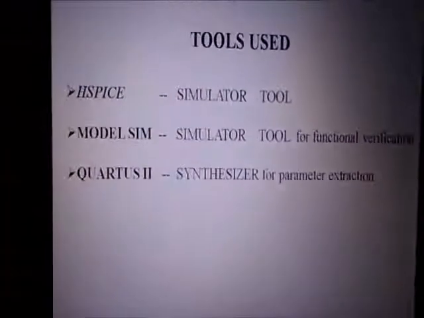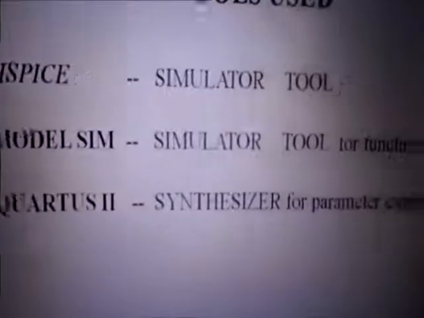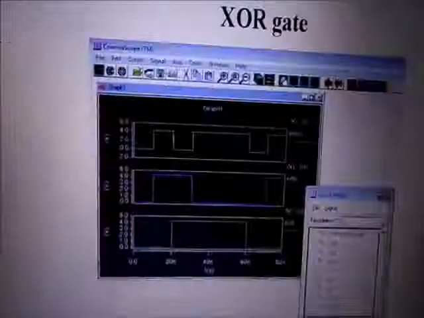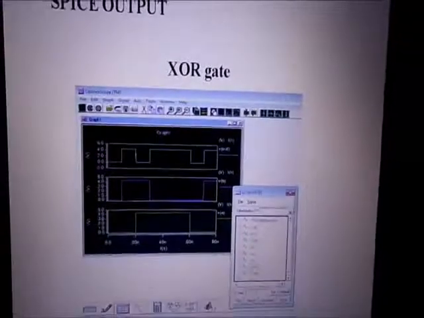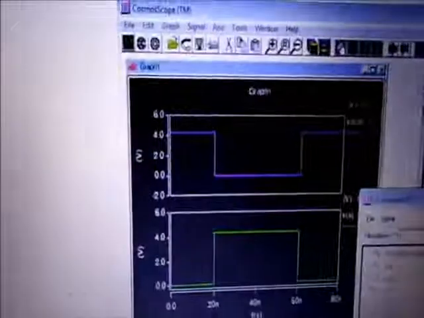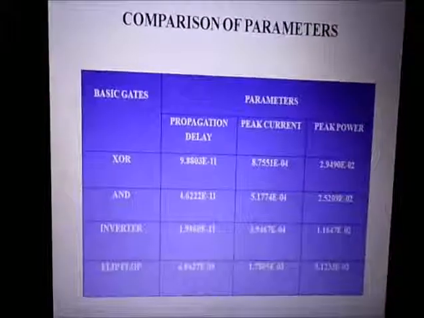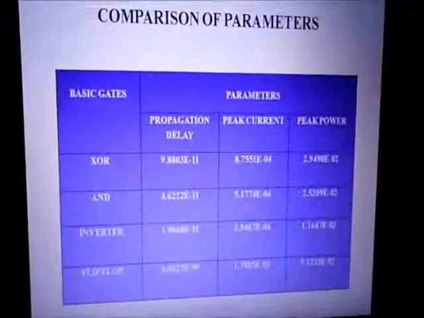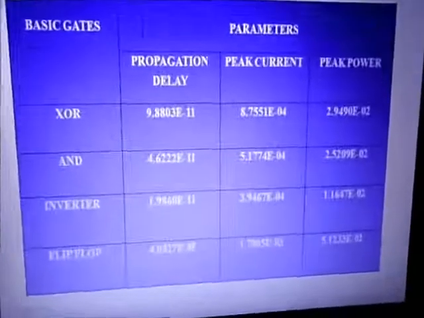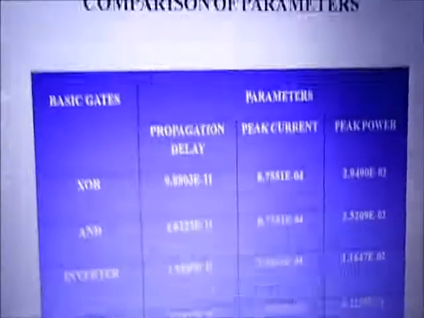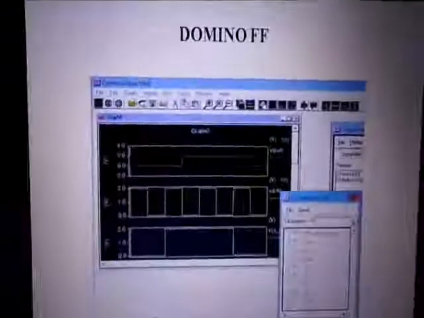The parameters such as peak power and current are extracted. The tools used are H-spice for verification of the circuit at the transistor level, ModelSim for functional verification, and Quartus 2 for parameter extraction. These are the spice outputs for the basic gates such as XOR, inverter and flip-flop. And the comparison of parameters such as delay, peak current and peak power are tabulated, the power for XOR, inverter and flip-flop. A conventional flip-flop and domino flip-flop is compared.